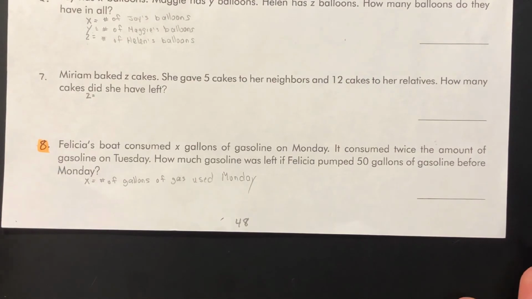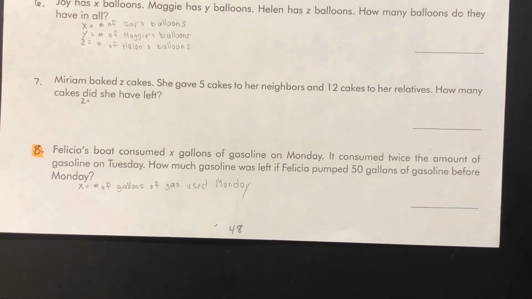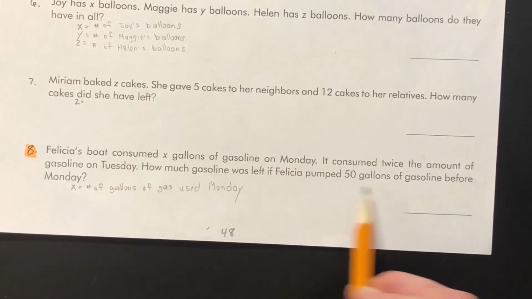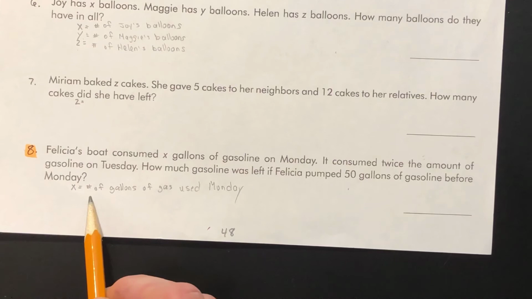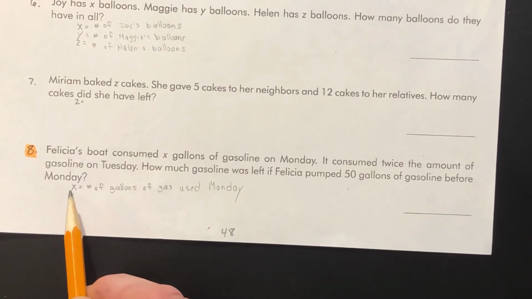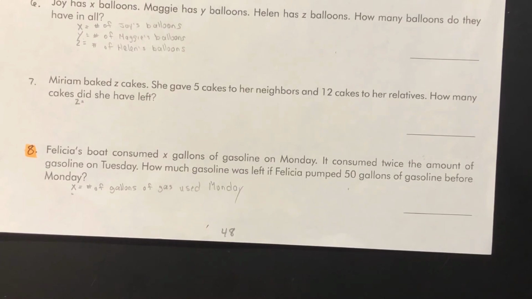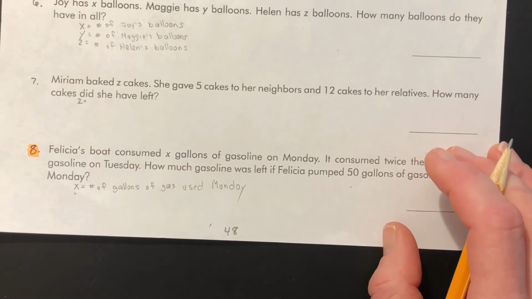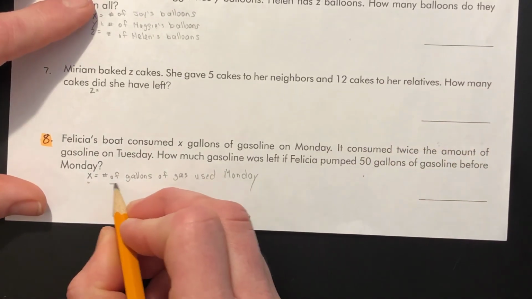The very last one in this whole book. I'm gonna miss doing this book with you all. Felicia's boat consumed X gallons of gasoline on Monday. It consumed twice the amount of gasoline on Tuesday. How much gasoline was left if Felicia pumped 50 gallons of gas before Monday? So she started with 50. And then on Monday, she consumed X gallons of gas. So X is the number of gallons of gas used on Monday. And Tuesday, it was twice the amount. So I'm gonna write out what Tuesday was. It will just help me.